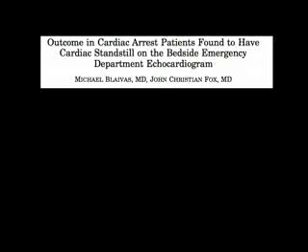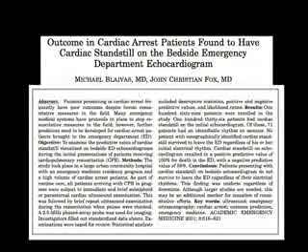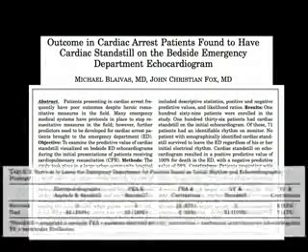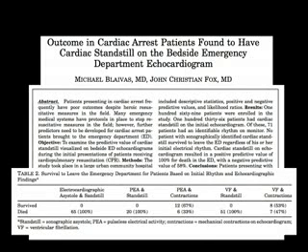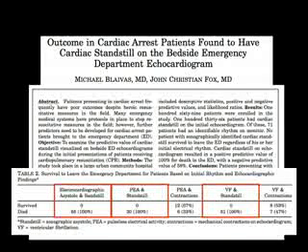I did a study a few years ago. We enrolled 169 patients who came in cardiac arrest, and we did ultrasound on all these patients, looking at their heart, and we also threw the kitchen sink of ACLS at every single one of these patients, regardless of what we saw on the ultrasound.